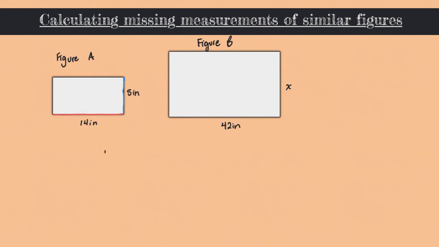So the long side is 14 and the short side is 5. That is equal to the ratio of the corresponding sides in the big figure. The long side, which is 42, to the short side, which is x. Okay? So our long side is 42 and our short side is x. Now, we're going to go ahead and do our method cross multiplication.